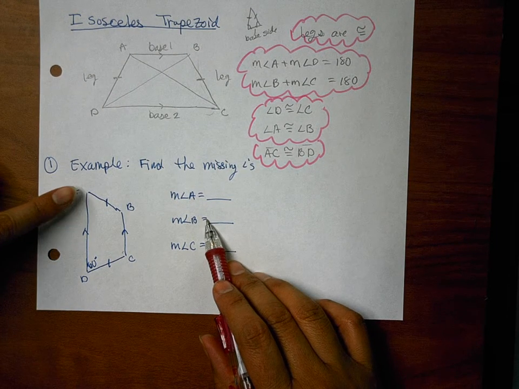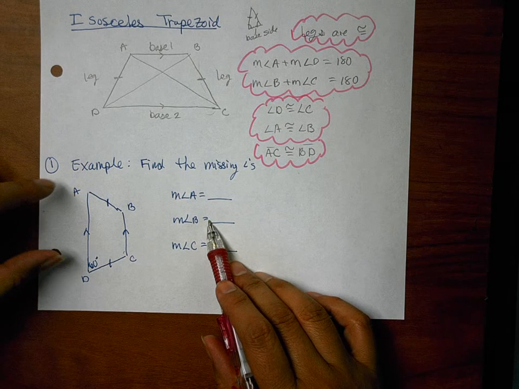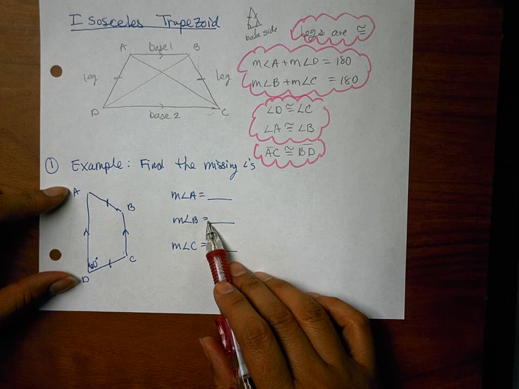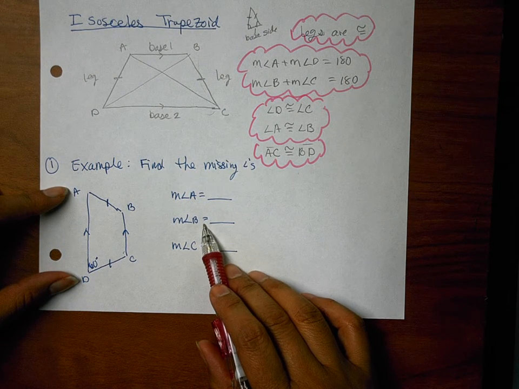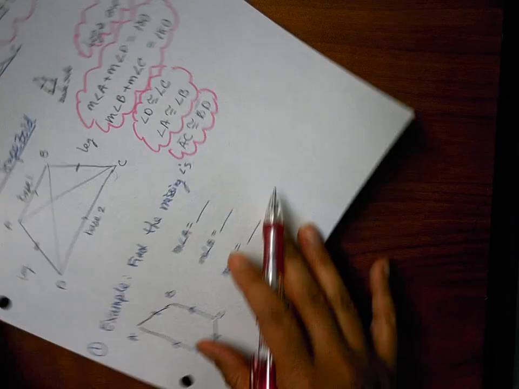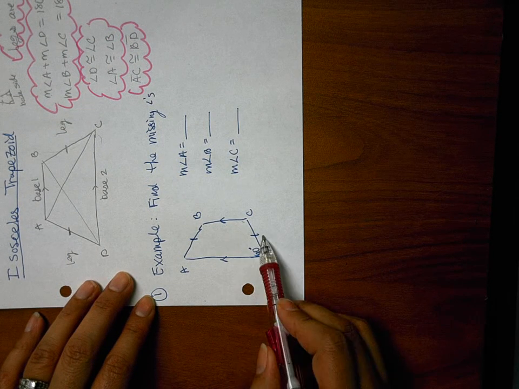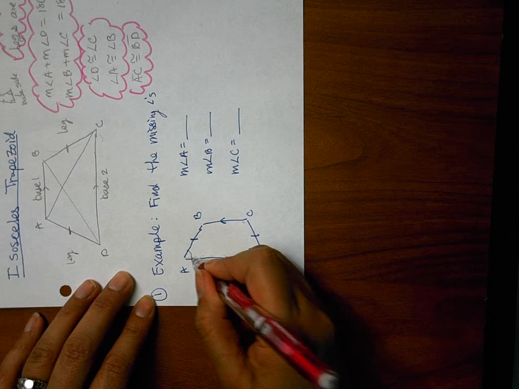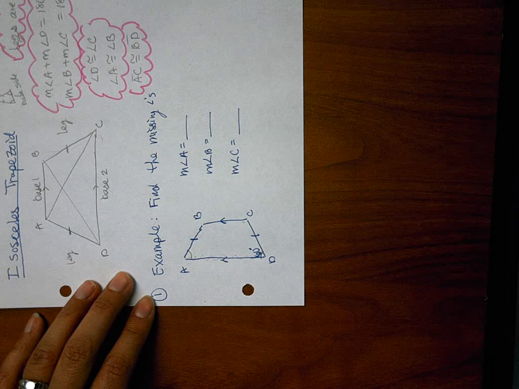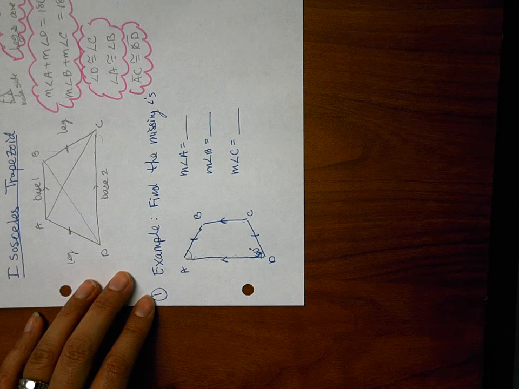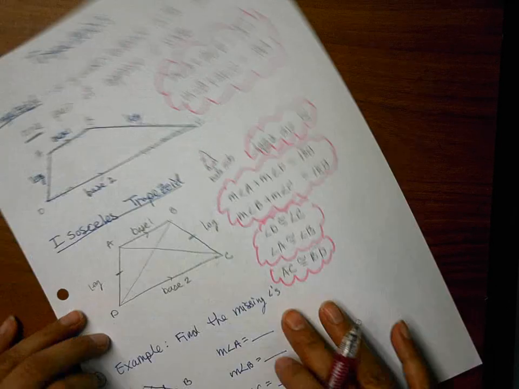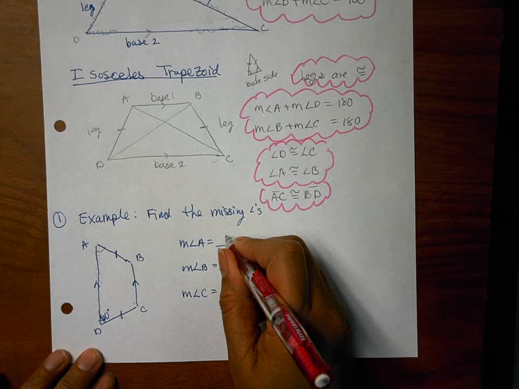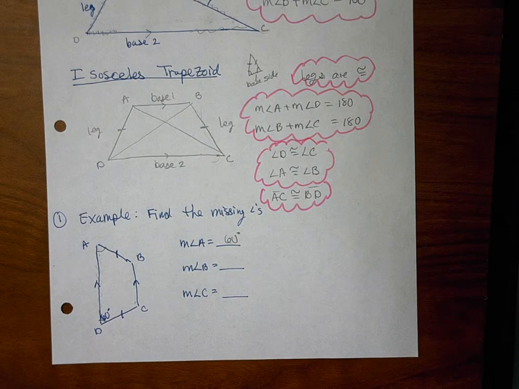Now, what do we know about A? A and D. Are those two angles base angles, or are they the angles that add up to 180? So if you were to flip it like this, if those two are my congruent legs, this is a base side, which means those are my congruent angles. So angle A must be the same as angle D, which is 60 degrees.